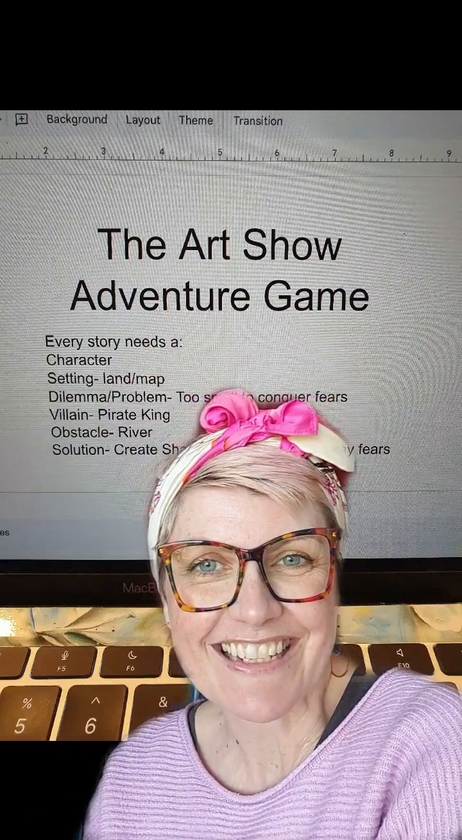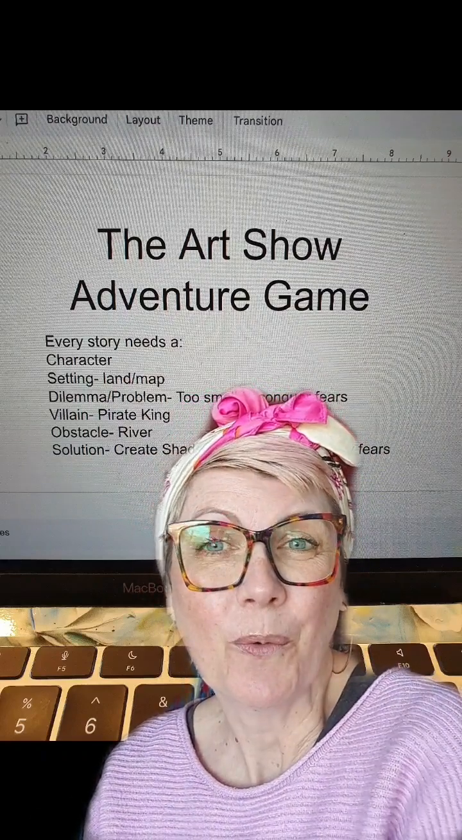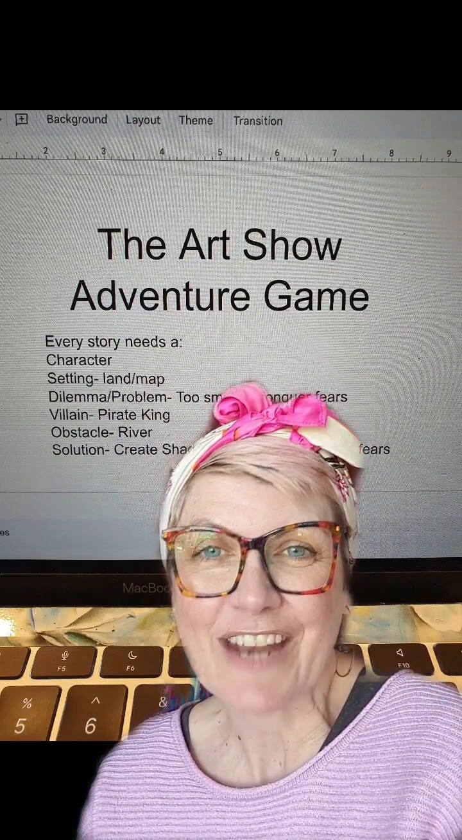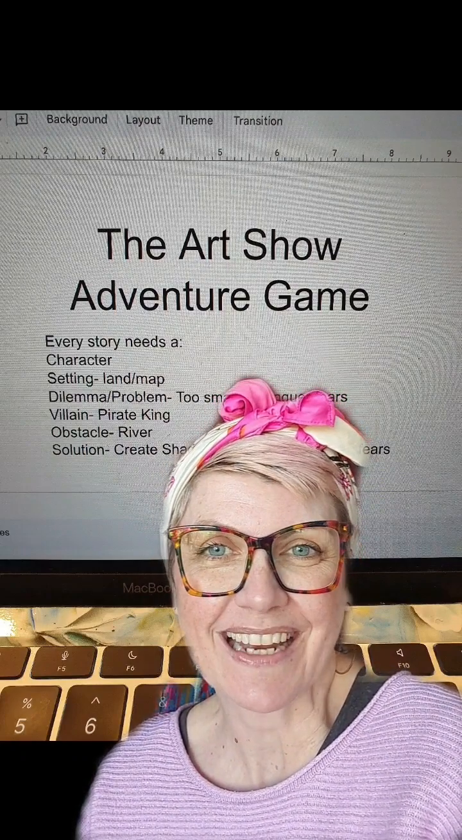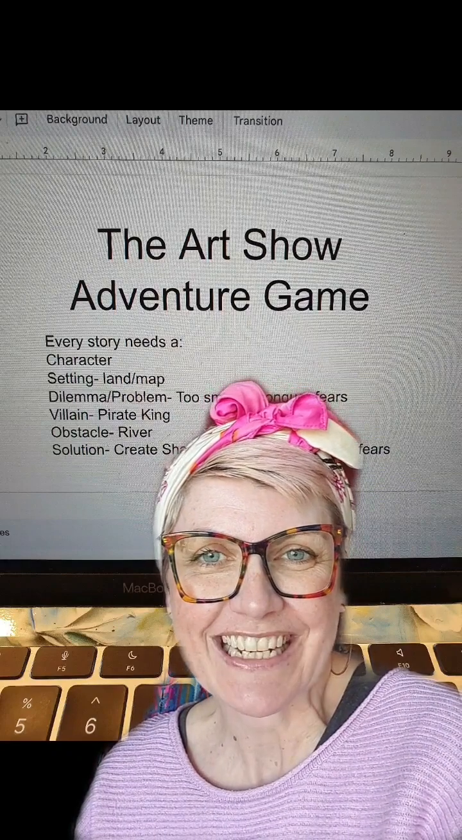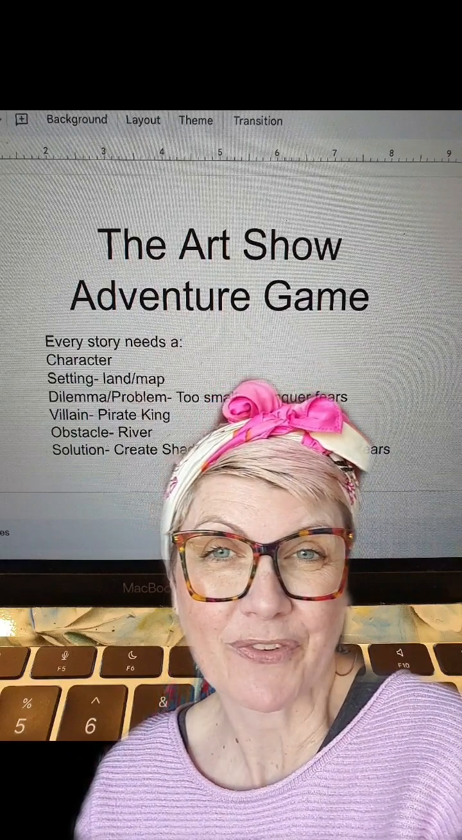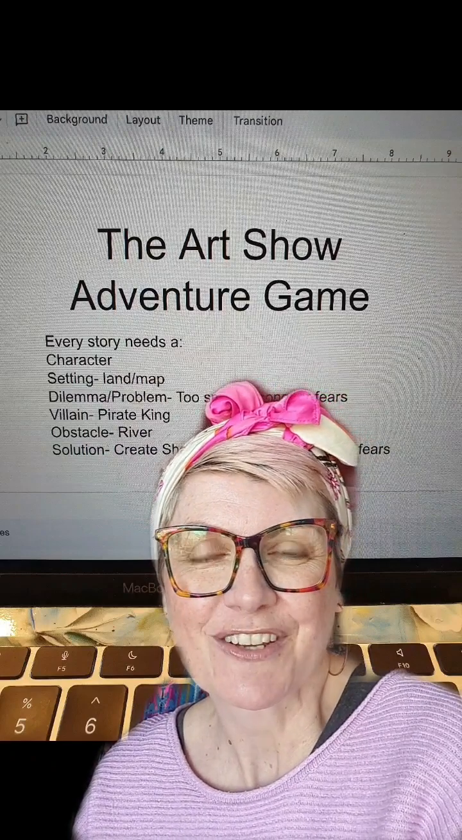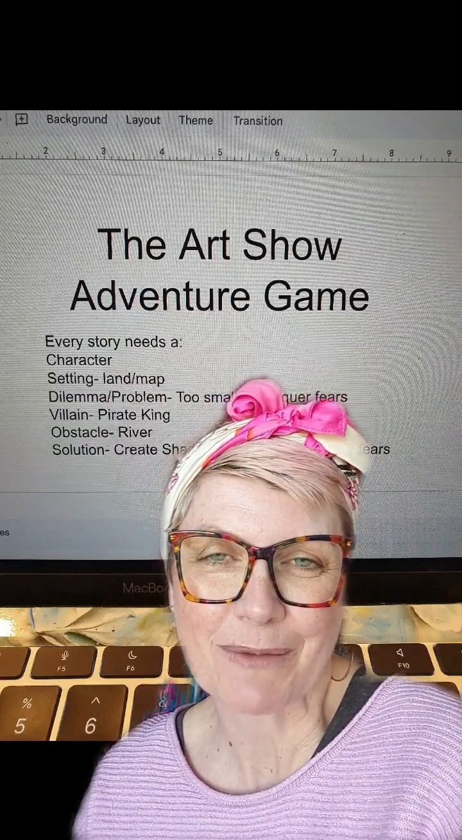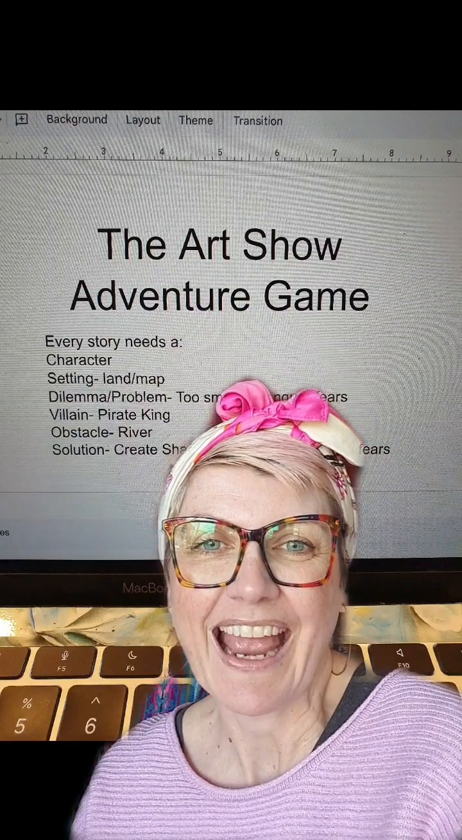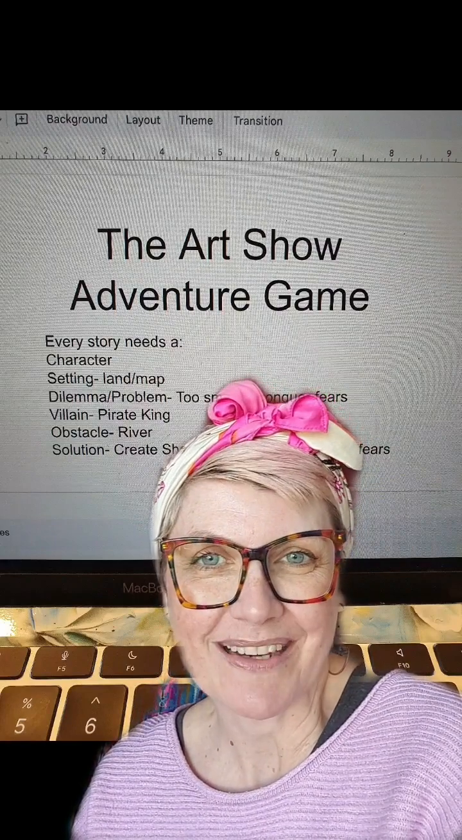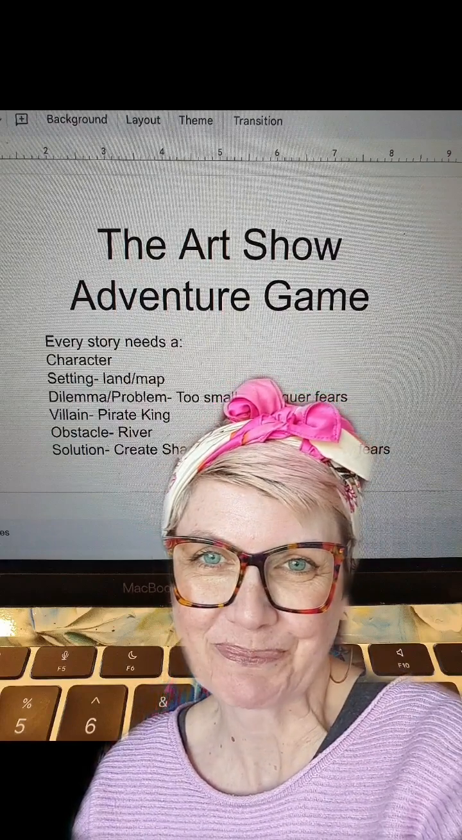The second thing I asked the kids was, where is their story? And of course they all know about a story setting. So in an art context, we talked about that being a landscape or a map or somewhere they needed to journey. So some of the kids did treasure maps, some of them did grid maps, and some of them did landscape paintings, depending on which year level.